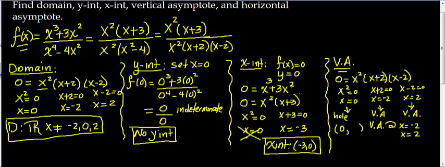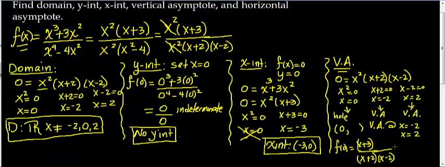To do that, I have to plug this hole into that function. So I have to say f of 0. But I'm going to use the factored, simplified form of the function. Simplified means I cancel out the common term. So in this case, I would cancel out this term and this term. And here's the function that I'm going to use to plug in the 0: x plus 3 over x plus 2, x minus 2.